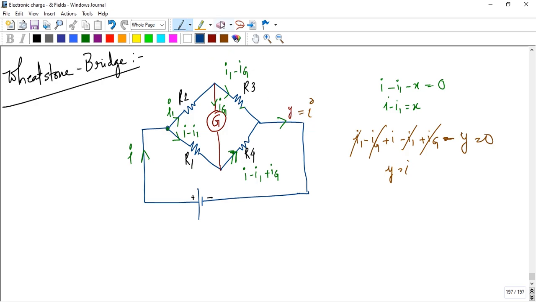Okay, let's see that. That's the current I here. We apply KCL, and we find the current directions and the values of the currents here. That is this part.